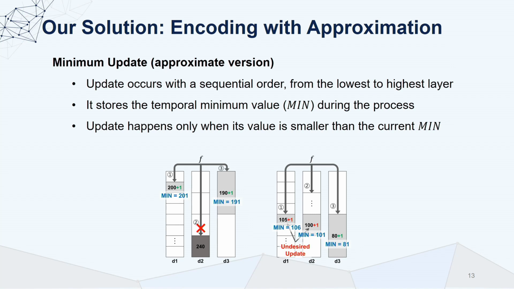The figure on the right side shows a worst-case update, where the global minimum value exists in the highest layer, causing undesired updates through all layers. But taking advantage of the pyramid-shaped data structure, the lower layer is likely to have the global minimum value, so the probability of such a case is small.